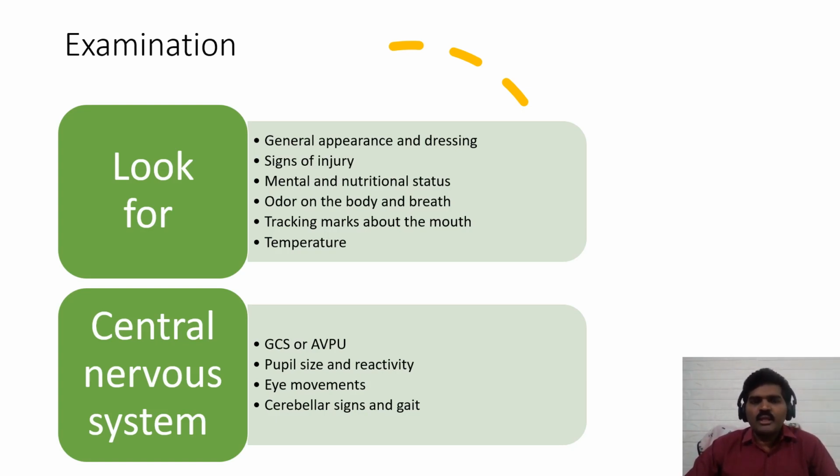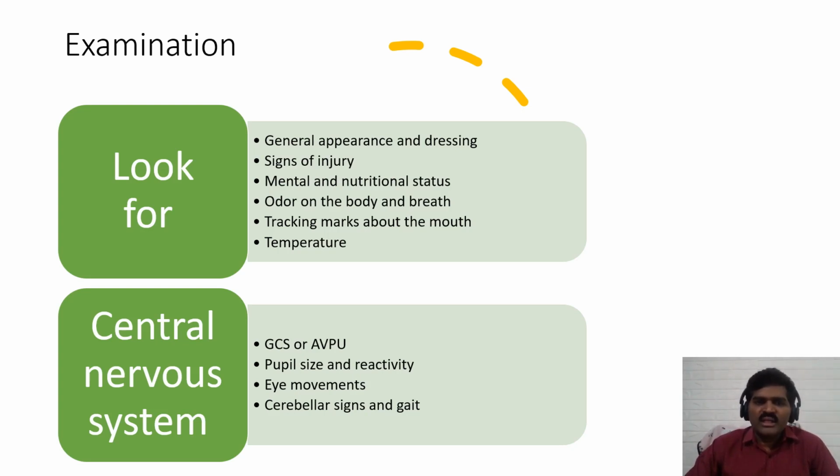Odor on the body and breath gives very valuable information regarding the type of poison and whether the patient had vomited or not. Look for tracking marks about the mouth. When the patient ingests a poison, they know they cannot just gulp it like water. Usually, some of the poison will overflow when they pour it into the mouth. And temperature is also a very crucial part of your examination.